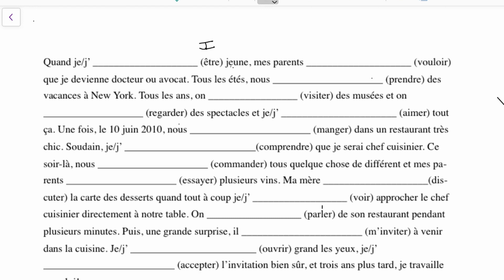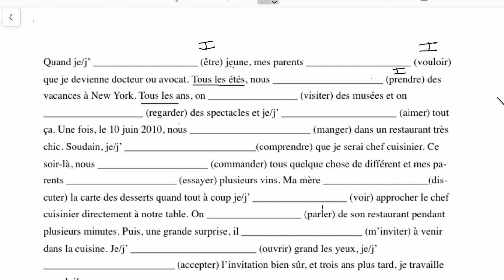Mes parents blank, with vouloir, que je devienne docteur ou avocat. Your parents wanting. Did they want just the one time? Or did they want over a long period of time while you were young? They wanted over a long period of time that you be a doctor or a lawyer. So this one also is going to be imparfait. Tous les étés, nous blank, with prendre, des vacances à New York. Tous les étés means every summer. So this is a repetitive, habitual action. This should also be imparfait.